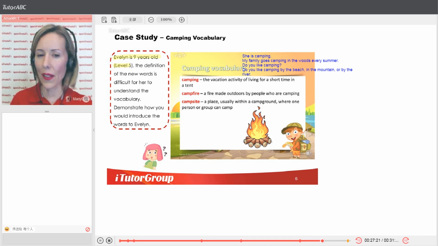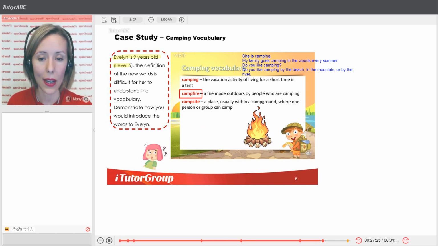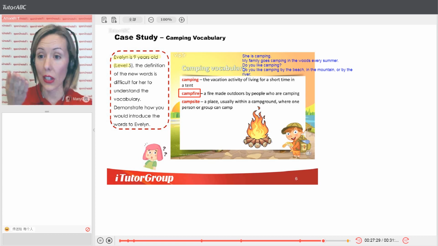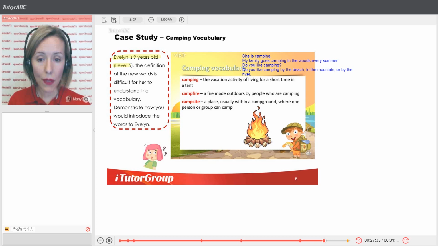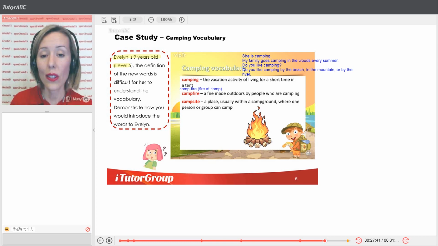All right, so we went through camping. It seems like she's got it, so let's move on to campfire. Now, campfire is a compound word, so we might want to look at the root word. So we might say campfire. A campfire is a fire at camp. Just to break it up, maybe she didn't notice it, so look at the root word there.